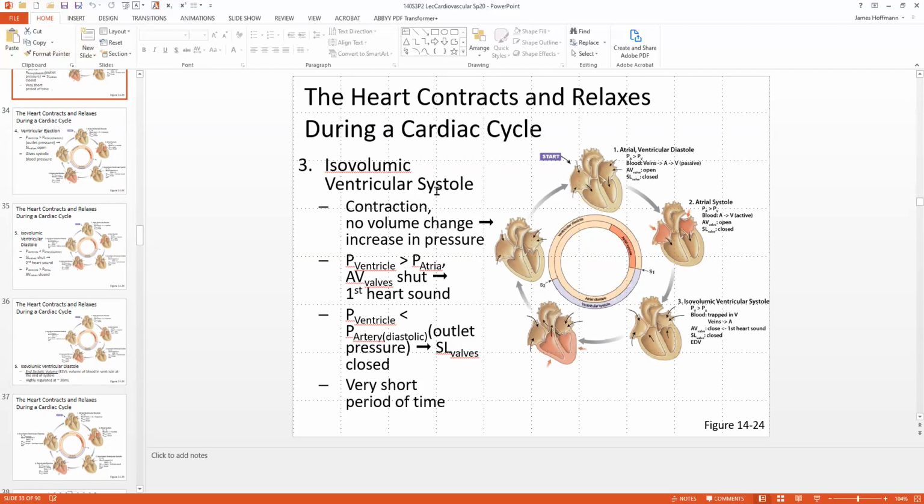And to do that, all your valves have to be closed. So during isovolemic contraction or relaxation, as we'll see later, it's the only place where all four valves are closed in the heart. And the reason why they're closed is, and again, we'll stay with the left ventricle because those are the numbers we know pretty well, in order to eject blood, going back to what I said at the very beginning, blood moves because of pressure differences. So I have to have a higher pressure in my left ventricle than my aorta for blood to move.